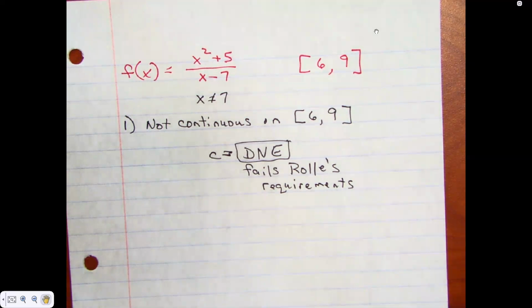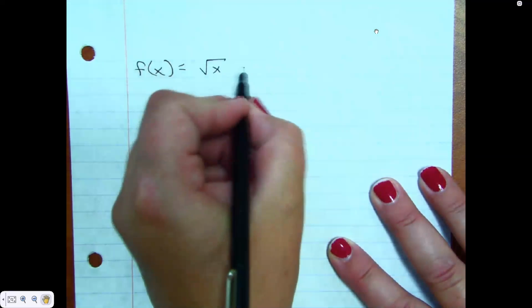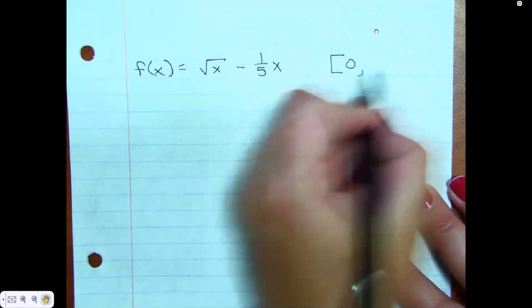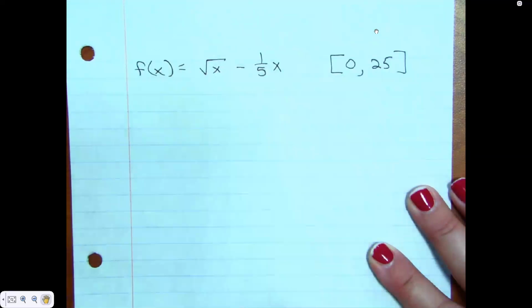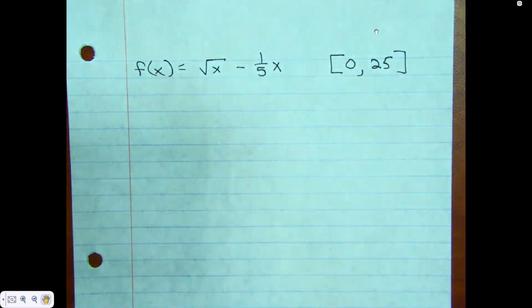Okay, let's try this one. What are we at? We're on 4. 3 more if we can make it. All right, let's take a look. This one, f of x equals the square root of x minus 1/5 x, and the interval is from 0 to 25. So big interval, so not kind of as nice. I mean, it really is nice if we can get that smaller, but these numbers are actually kind of nice to work with, so I think they were being generous there.